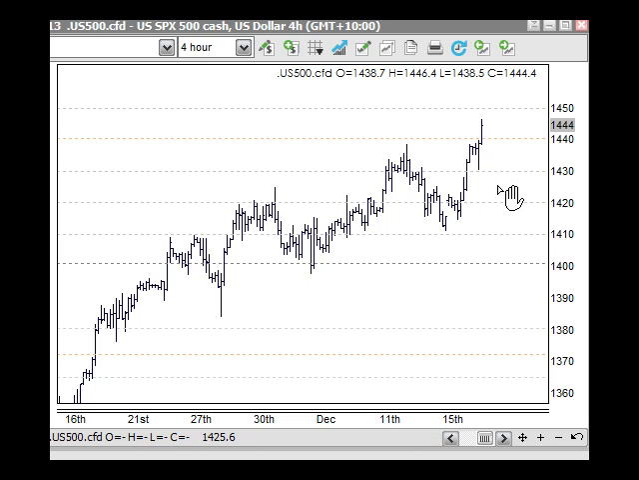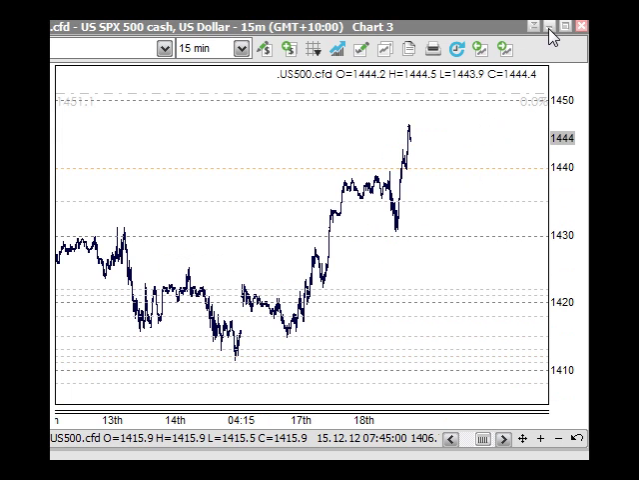The talks for rearranging the structure of the debt, or dealing with it in one way or another, seem to be coming across nicely. So we're seeing that move to the upside. So we are seeing like an impulse wave here to the upside. Impulse wave is 5 waves.